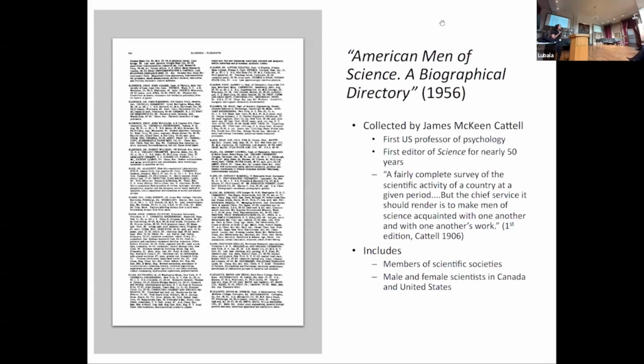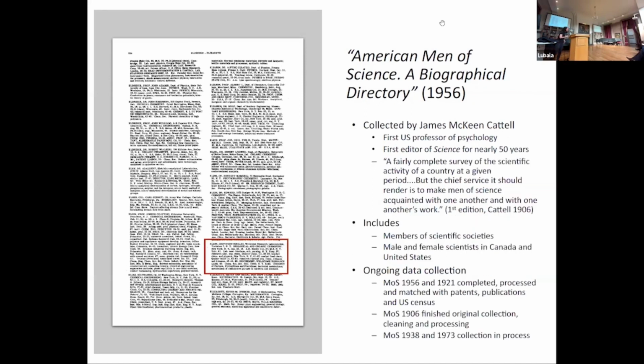Okay, so the data I've been collecting is drawn from American Men of Science, which ironically also includes women. It was collected by James McKeen Cattell, who was a professor of psychology. He studied intelligence. He was the first to introduce intelligence as a research field, and he wanted a very thorough database for his own analysis. And he was the editor of Science for 50 years.